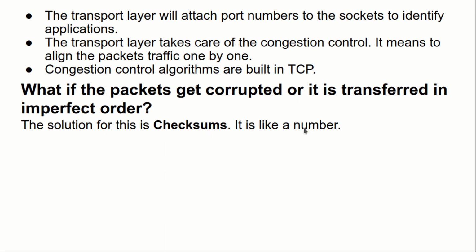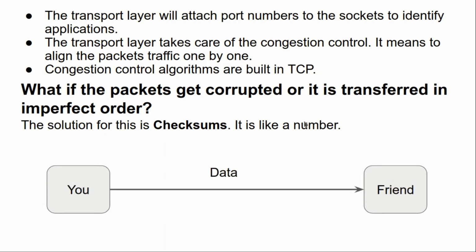Alright, so it is like a number. What will this checksum do? You have a computer, and you are sending the data to your friend. Now the checksum will be present in your computer, and this checksum is like a number that will perform some mathematical calculation, and that mathematical calculation will be equal to the data. So the data that you have sent will be equal to the mathematical calculation of the checksum.